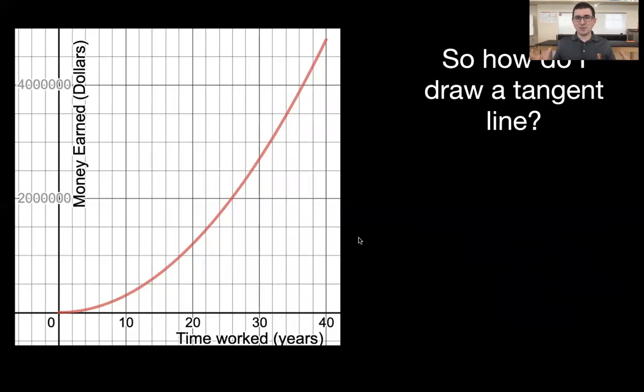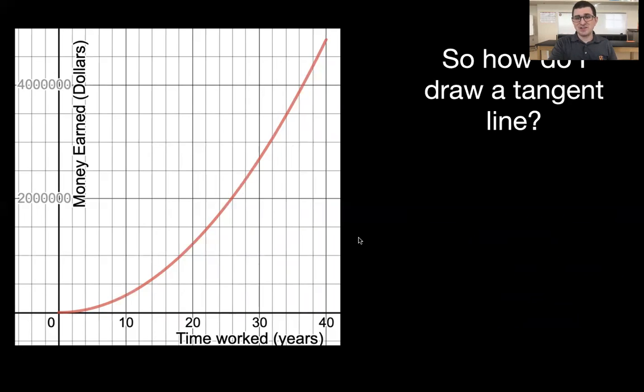So then now our last big question is, how do we draw a tangent line? There's two main methods, and I'm going to teach you both of them. Different people like doing different methods. For example, I like the first method, and Mr. Taylor likes the second method. They both give you the exact same line, just you get them in different ways.